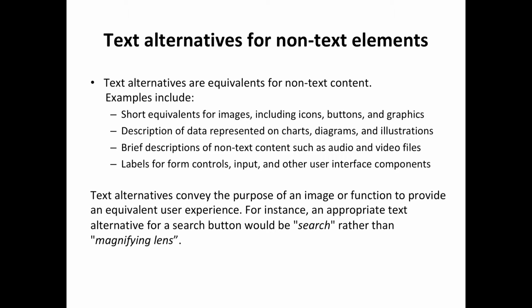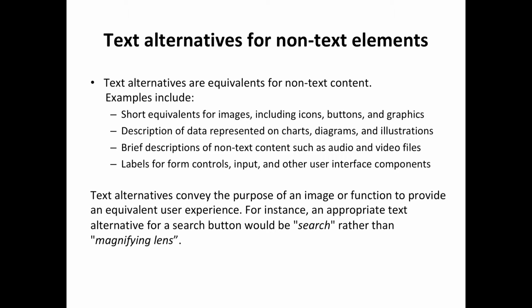It's also helpful to use this in things such as audio and video, so that people can know what is on that audio or video without having to play the file. And then your labels for form controls. If you have a form control where you need to type in a name, don't just hide that label. You can set it as screen reader only if you think it looks nicer, but always have those labels on your forms. That way if somebody's using a screen reader and tabbing through, they understand what they need to put into those forms. So text alternatives convey the purpose of an image or function to provide an equivalent user experience.